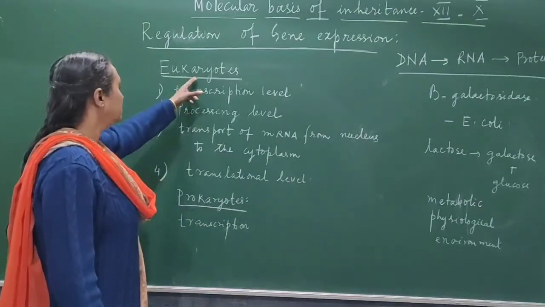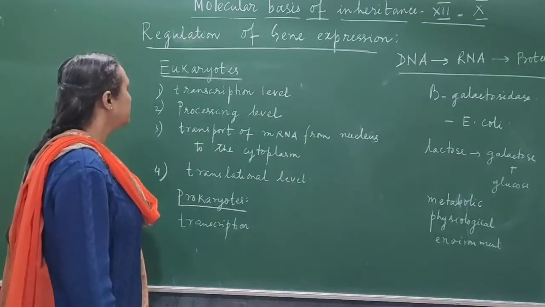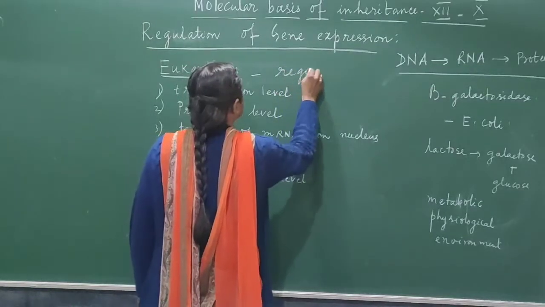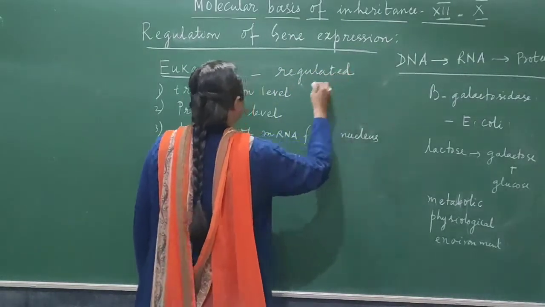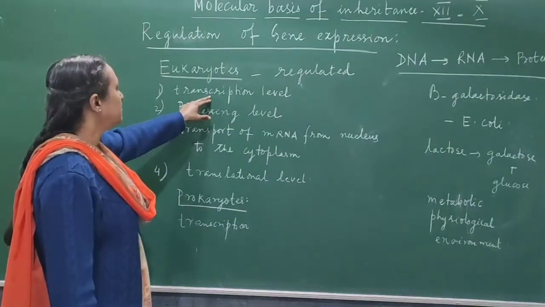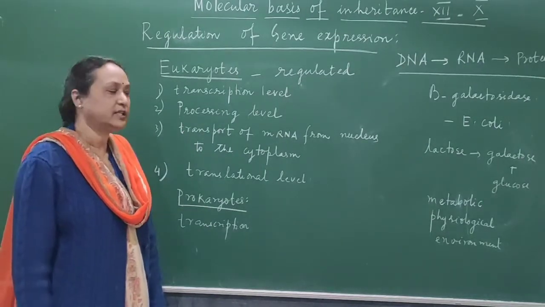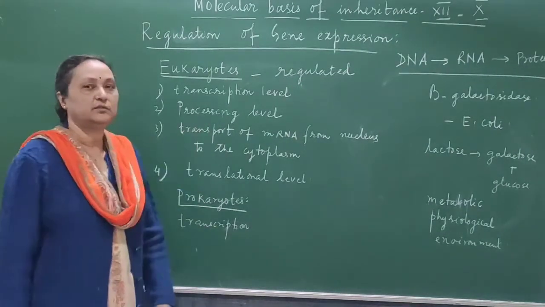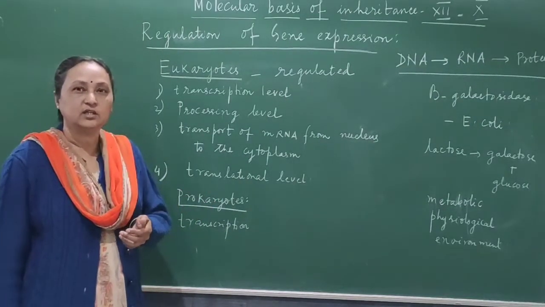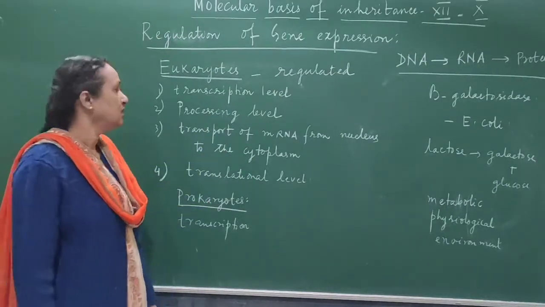Expression of the gene in eukaryotes and prokaryotes is different. In eukaryotes, gene expression can be regulated at different steps. Gene regulation can be controlled at the transcription level, when there is formation of the RNA on the DNA, or at processing, when there is splicing, the introns are separated and the exons are connected together, so that is called processing. So at that level also you can control the expression of the gene.